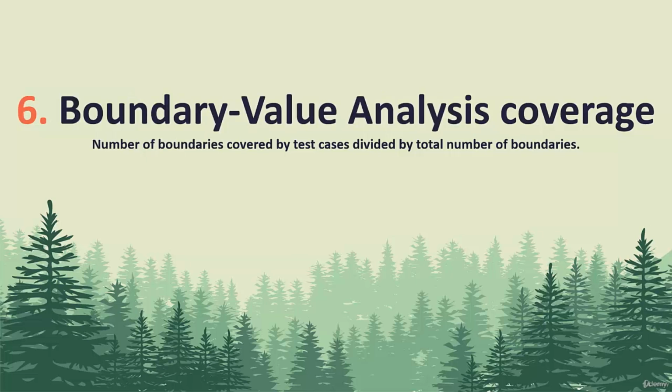Also, boundary value analysis coverage is the number of boundaries covered by test cases divided by total number of boundaries in the system. So for example, if we have 10 boundaries in the system and we tested 7 out of them, in this case, the boundary value analysis coverage is 70%.